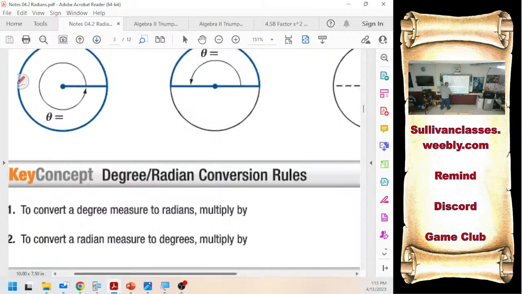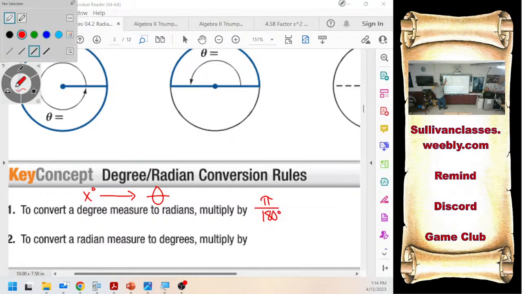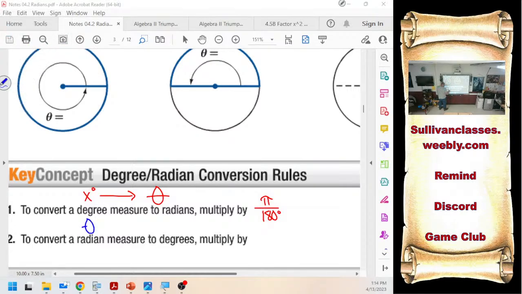So, down at the bottom, if I want to go from degrees to radians, x degrees to theta radians, I'm going to multiply by pi over 180. If I want to go from theta radians over to degrees, just like the difference between 1 foot to 12 inches and 12 inches to 1 foot, I flop it. 180 over pi.